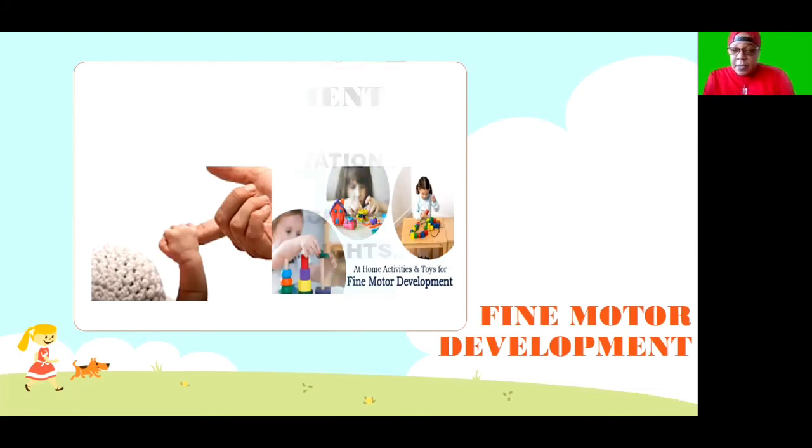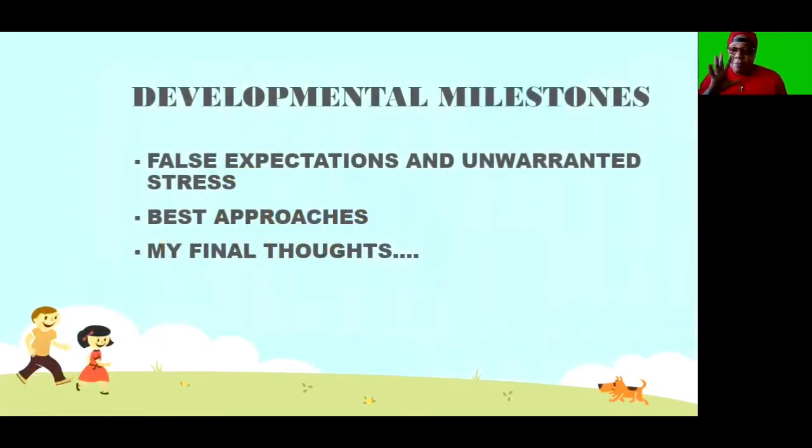Now, before we end, we talked about 5 domains of development: social emotional, cognitive, language, fine motor, and gross motor. And we have what's called developmental milestones, okay? And this is not done with, separated by age and mastery. One thing I have here, which is my first bullet on the screen for you, false expectations and unwarranted stress.